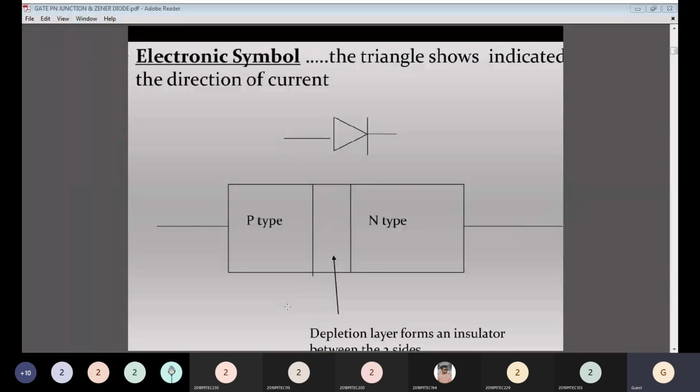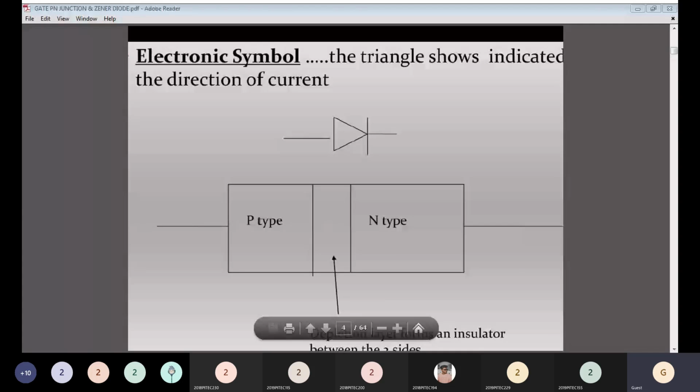So this is the symbol of the PN junction diode. This is the electrical symbol. Here the triangle symbol indicates the direction of the flow of current. So this will be the negative terminal and this will be the positive terminal. So we have P-type material and N-type material. In between these two regions, we have a small empty region. So this is called the insulated region.